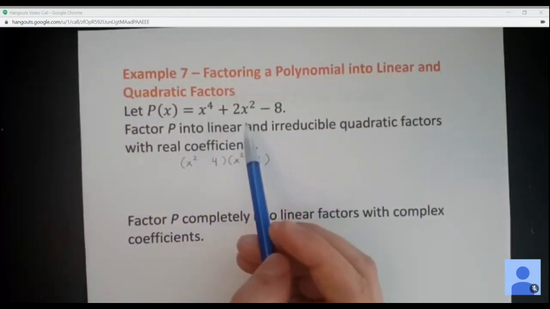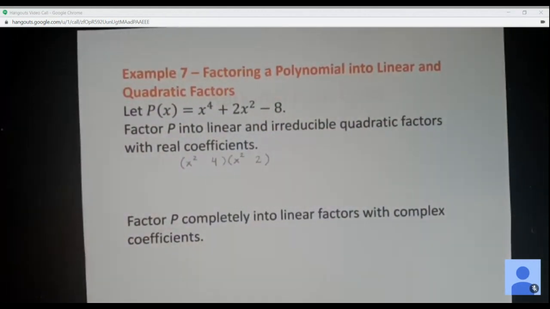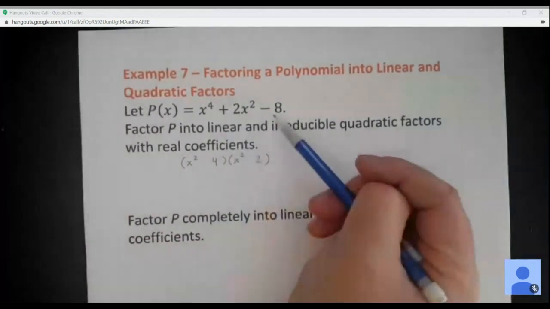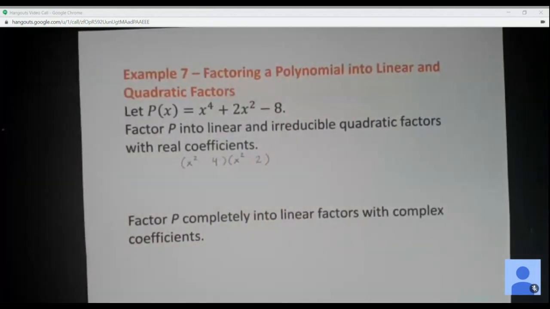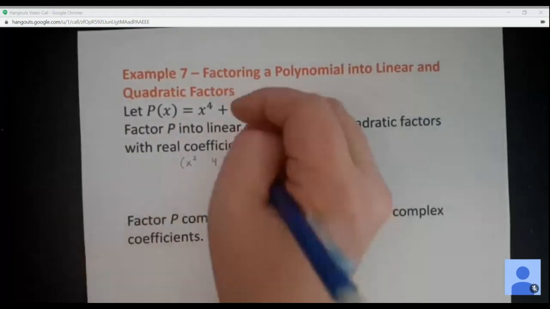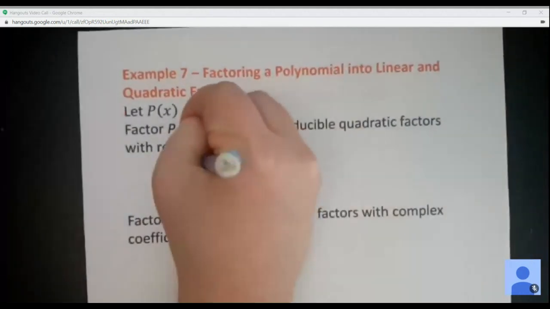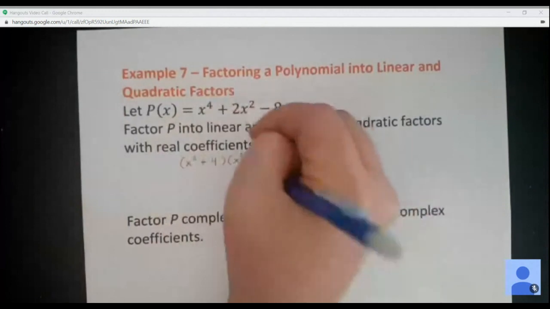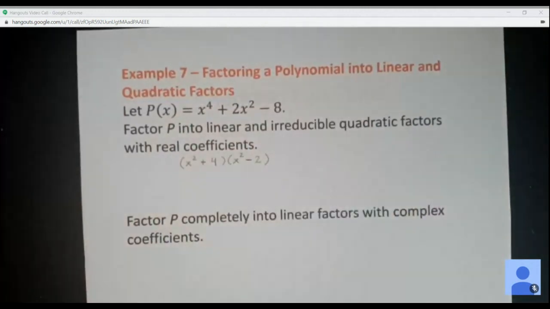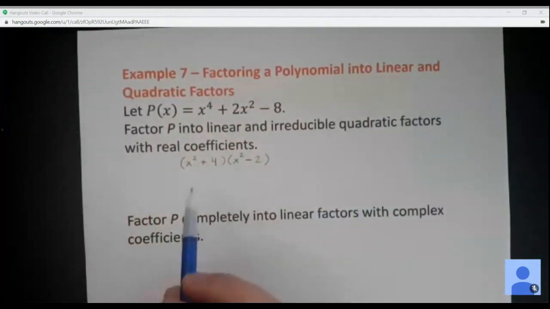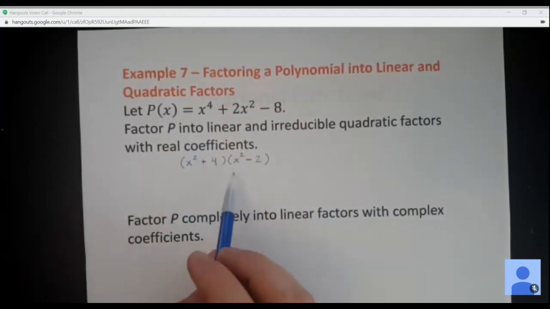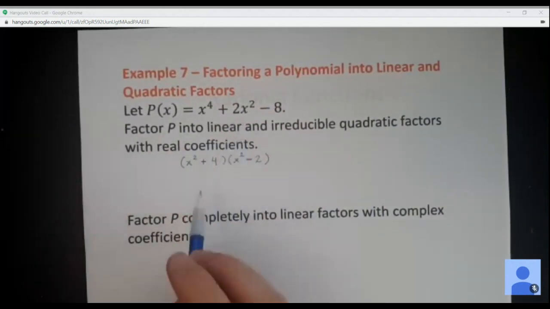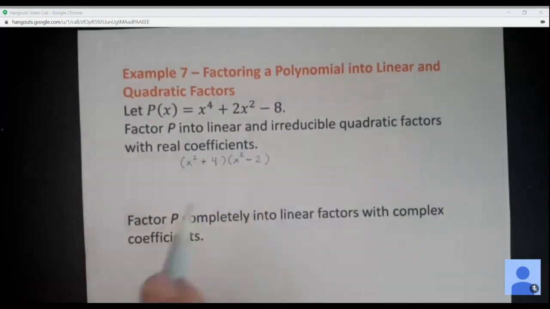So now we just have to figure out the signs. In this case, we need a negative and a positive to get a negative 8. So where's the negative going to go and where's the positive going to go? Good. The 2 needs to be negative, which means the 4 is going to have to be positive this time. So now that would give us x to the fourth. We have a minus 2x squared plus 4x squared is going to give us 2x squared, and then positive 4 times negative 2 is negative 8. So that is factored now.